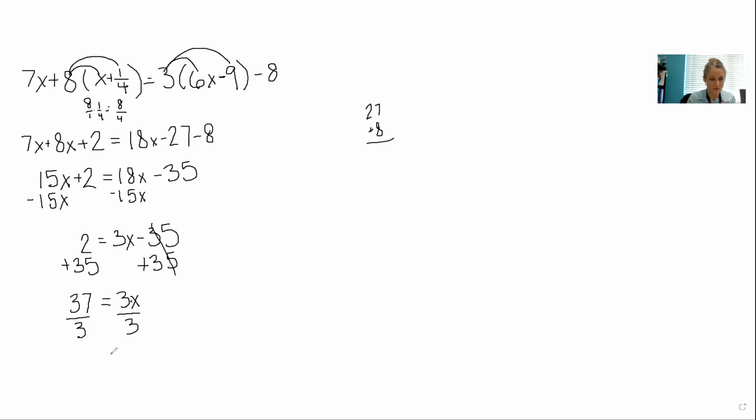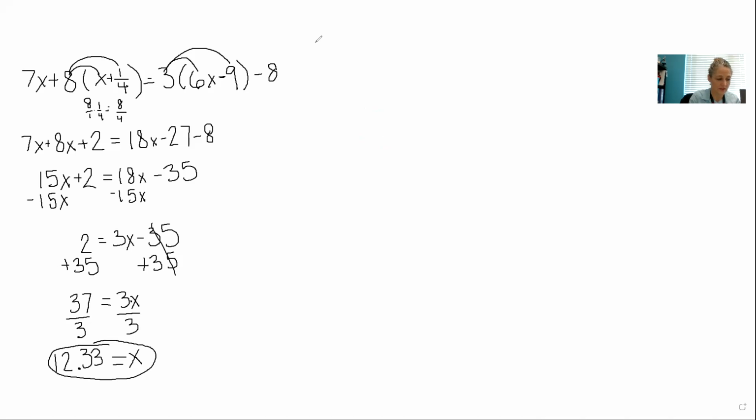Okay. So we get x equals, now what if you're saying to yourself, Mrs. Barlow, I do not know what 37 divided by 3 is. That's okay. I let you use your calculator. 37 divided by 3 is just 12.33. And it's fine with that. I'm fine with that. Or if you want to say 12 1/3, or if you want to say 37 thirds, I don't even care. Okay. So there we have it. 12.33 equals x.